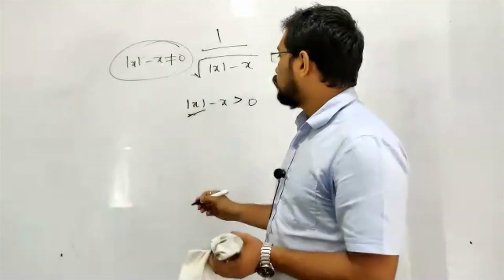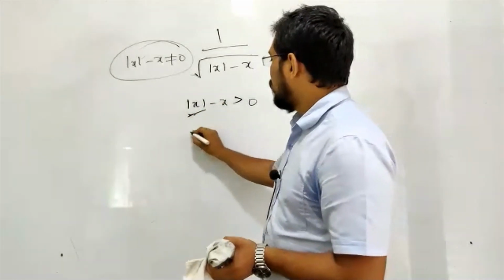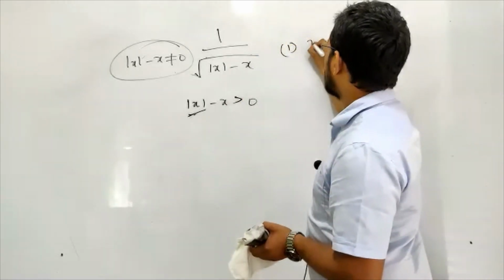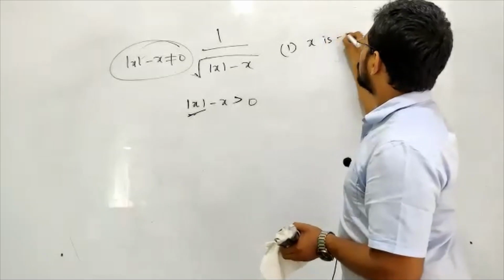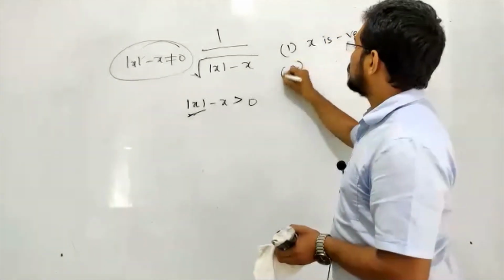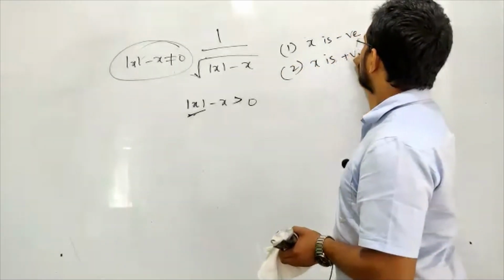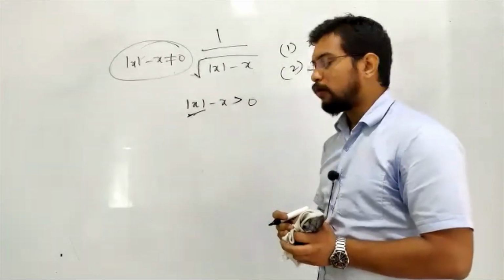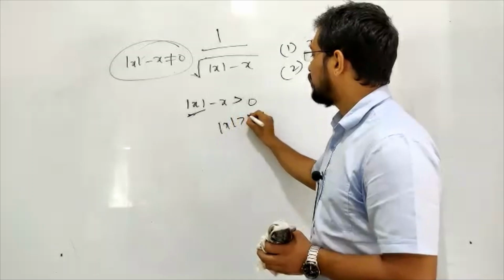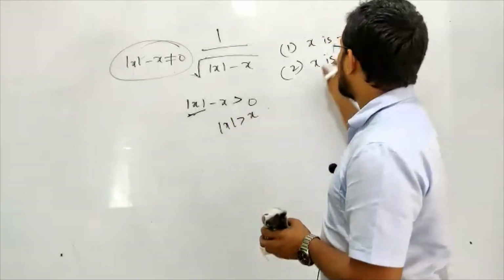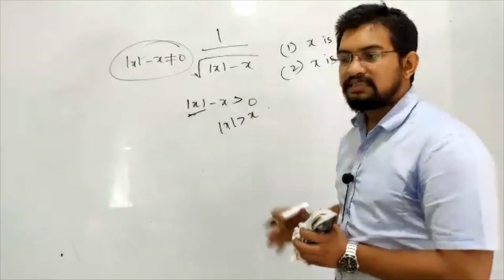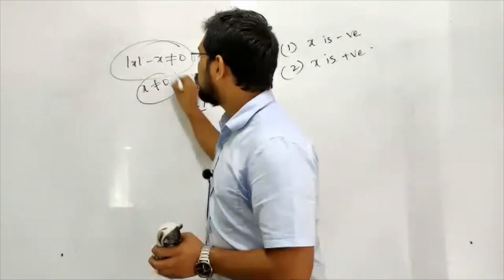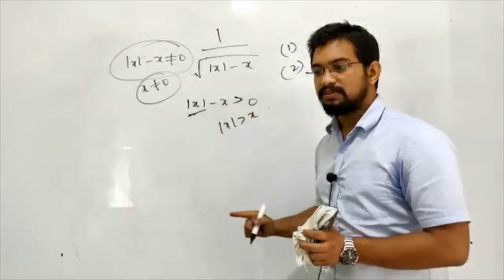Now you have got two things here. I'll take two cases. First case is that x is negative. Second case is that x is positive. Two possible cases, or else you'll get mod x is greater than x. If mod x minus x is not equal to 0, it means that x cannot be equal to 0. X is not equal to 0 from this part.